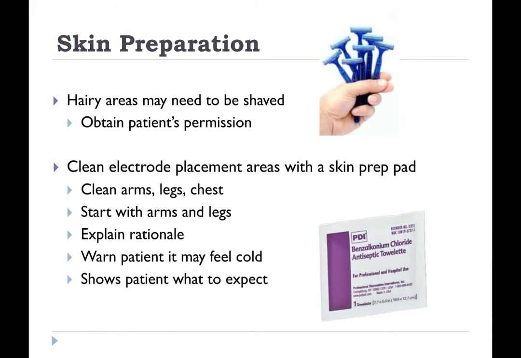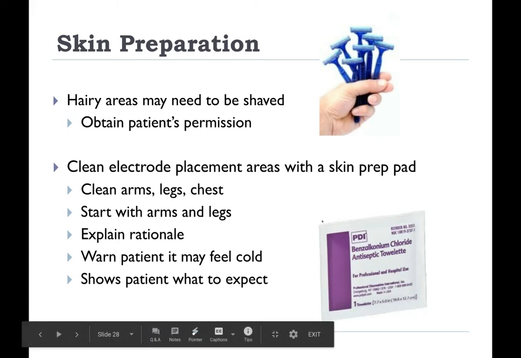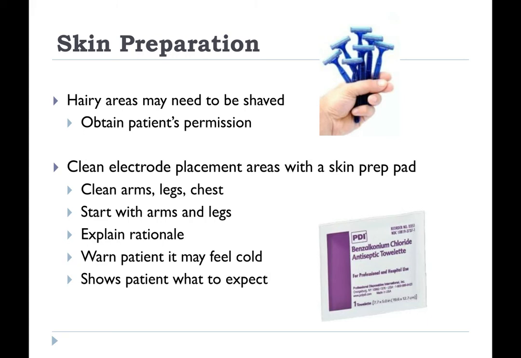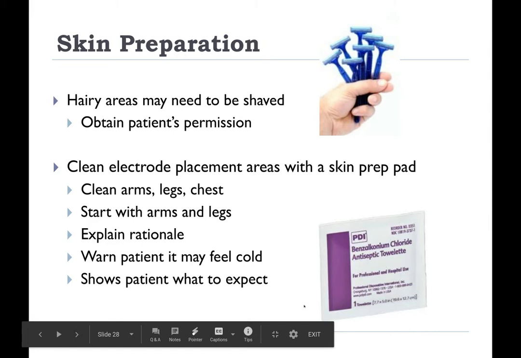So hairy areas may need to be shaved, and that's only if you're having difficulty getting the electrode to stick onto the patient's skin. So it's not something that we do routinely anymore, but sometimes it is necessary. You oftentimes will clean the placement areas with a skin prep pad ahead of time before placing the electrode on. So depending on your site's policy, you might use something like a benzalkonium chloride antiseptic towelette. Some people use alcohol. There's kind of conflicting data on whether or not that might actually interfere with the electrical impulse transmission through the electrode. So I'm going to leave that up to wherever it is that you're working and performing the EKG, whether they're going to have you prep the patient or not and what they're going to have you use.